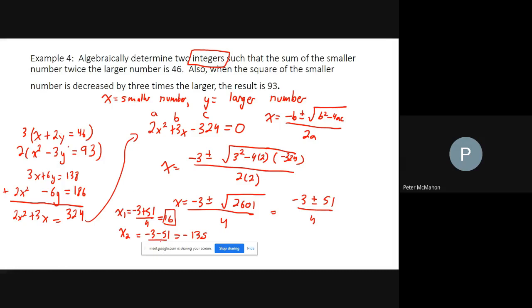So I'm going to plug in 16 in for the x to my first equation, and we get 16 plus 2y equals 46. Subtract 16 from both sides. 2y equals 30. Divide by 2, we got y equals 15. Okay, so the answer is the smaller number is x, 16, and the larger number is y, 15.